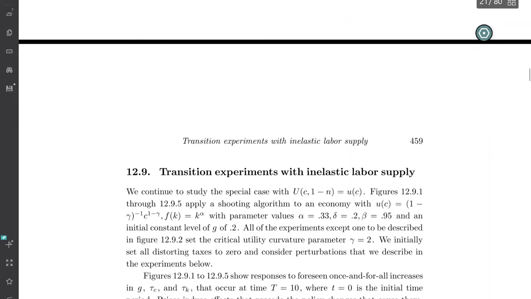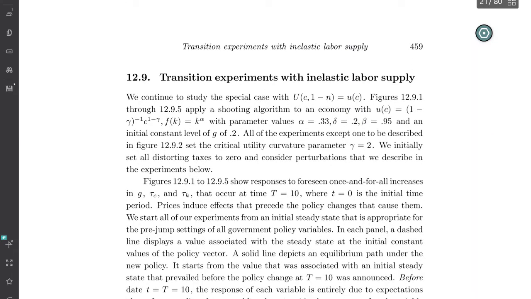So we're going to do some transition experiments using the shooting algorithm. And now we're just going to kind of watch what happens. And then what I urge you to do is kind of think about your economic intuition as we do this. So we set some parameter values, and I'm going to set gamma. I'm going to have a constant relative risk aversion utility function, a power utility function, c to the 1 minus gamma over 1 minus gamma. We'll set gamma equal to 2.